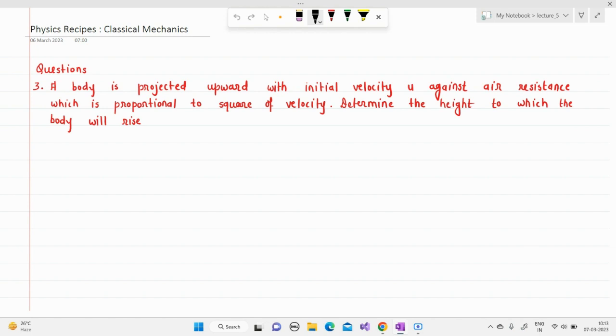So the first question is: a body is projected upward with initial velocity u against air resistance which is proportional to square of velocity. Determine the height to which the body will rise.